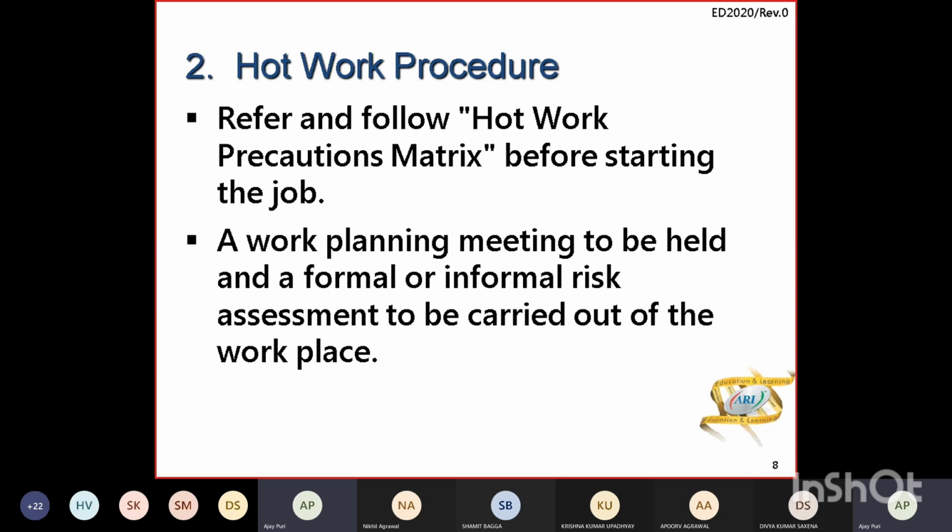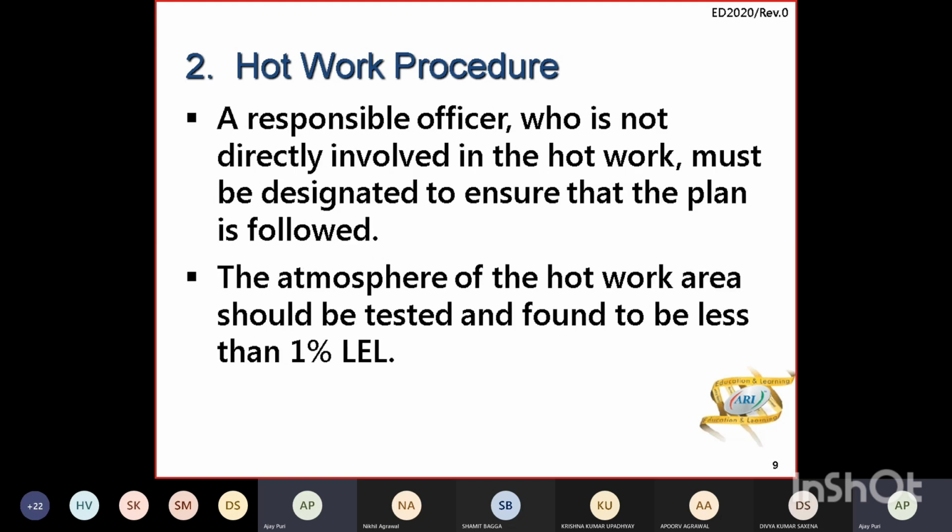So refer to your hot work precaution matrix before starting the job. A work planning meeting should be held and a formal or informal risk assessment to be carried out at the workplace. A responsible officer who is not directly involved in hot work must be designated to ensure that the plan is followed. The atmosphere of the hot work area should be tested and should be found to be less than 1% LEL.